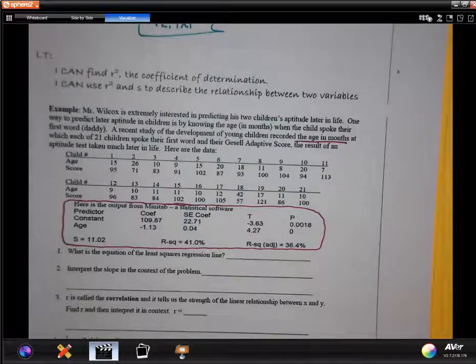Wait, what? Anderson. It was 109.7 minus 1.13. It's literally right above it in the box. Listen. I'm so tired. You're killing me.